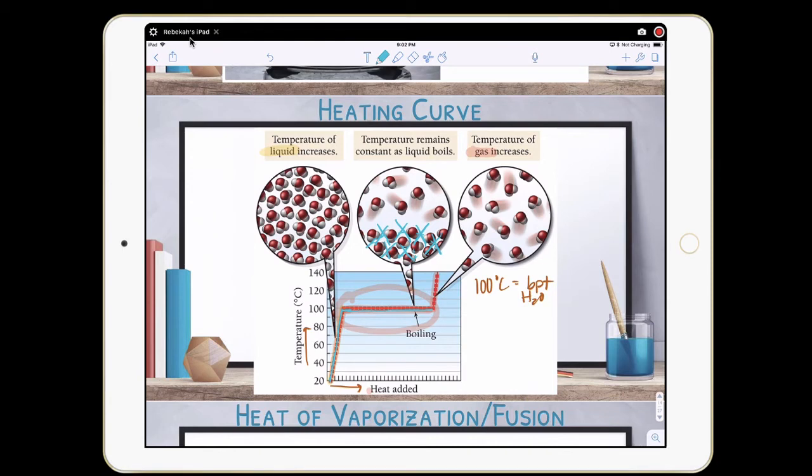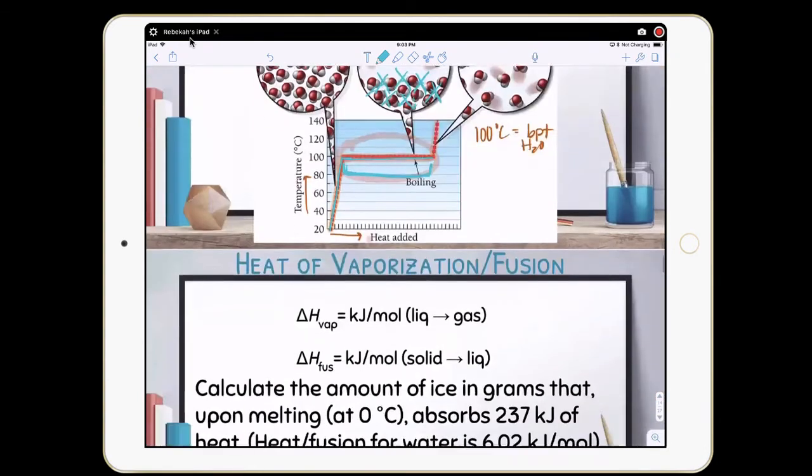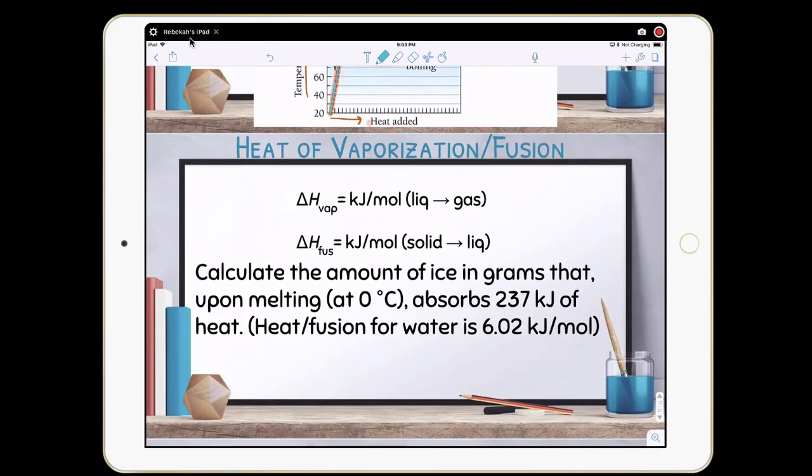So this section right here is the heat required to pull apart all of the liquid particles. We call that the heat of vaporization. There's also a heat of fusion. So vaporization is liquid to gas, fusion is solid to liquid, but the same thing happens.